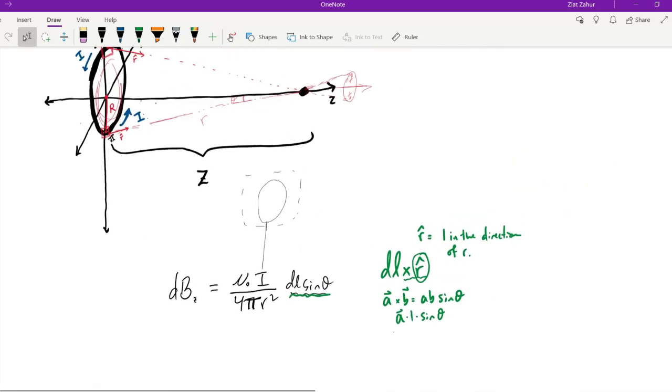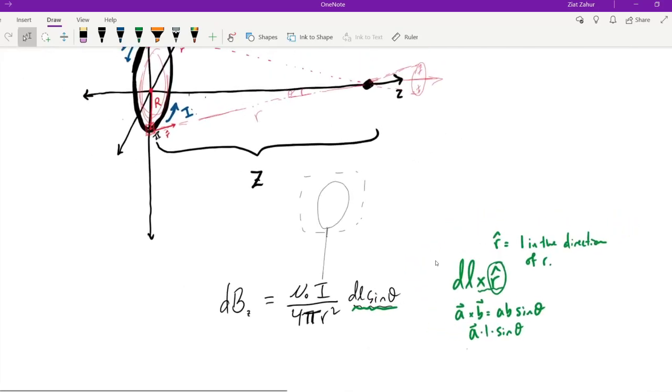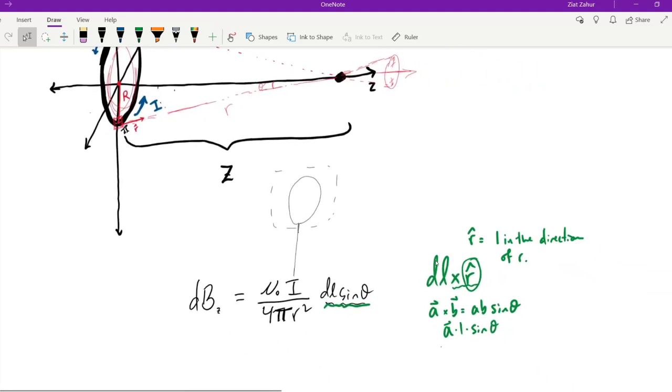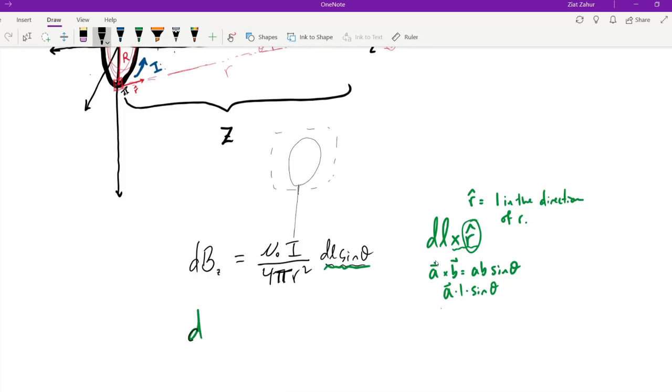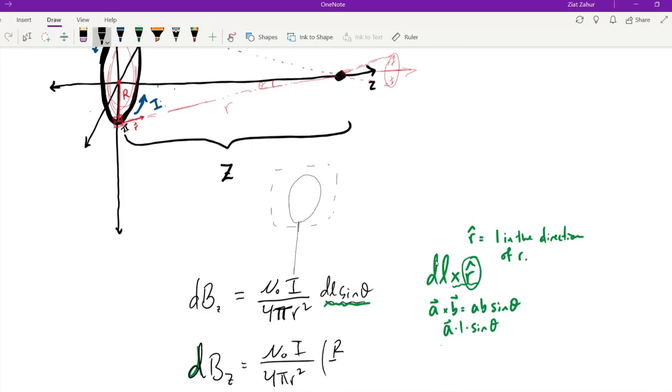Let's do some quick geometry, or trig. Okay. Notice how the sine of the angle, so this angle here, can be represented as opposite over hypotenuse. So for dB we get mu naught I over 4 pi r squared times dl, and I'm going to put the sine of theta first, times sine of theta, that's opposite over hypotenuse. The opposite is capital R. The hypotenuse is little r.